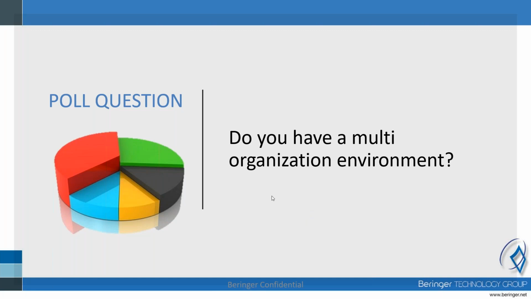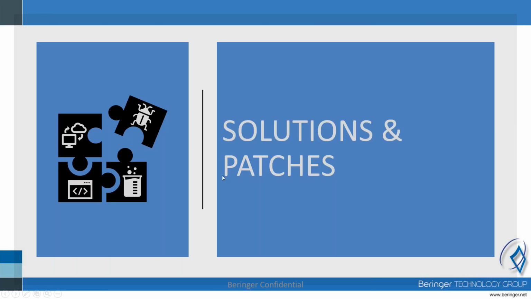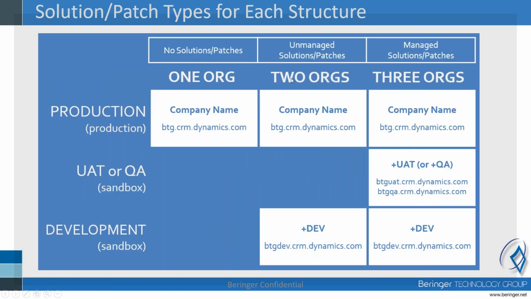Okay, so that's good. And we're going to talk about that a little bit, in how it coincides when you have the multiple sandboxes, the UAT or QA with the dev and the production, and what that should look like for deploying your solutions and patches. So back to this graphic we have with our 1, 2, 3 org model. So 2 sandboxes, 1 production, so forth.